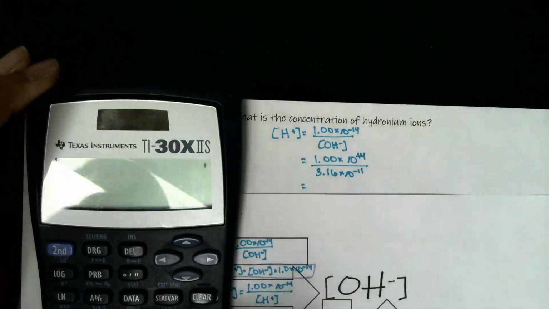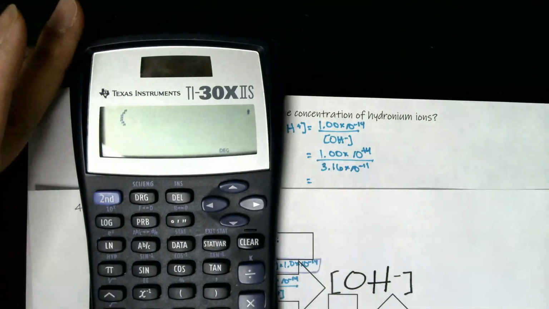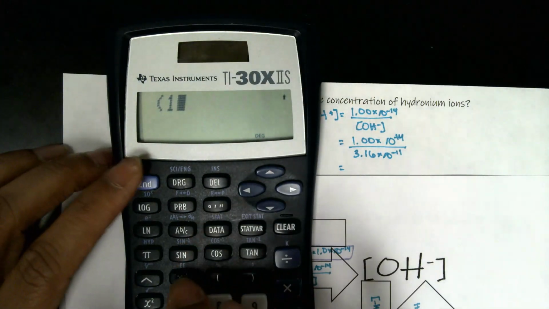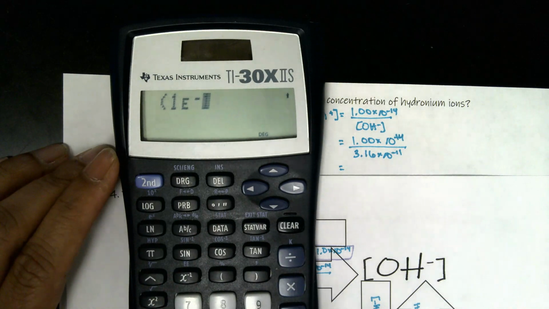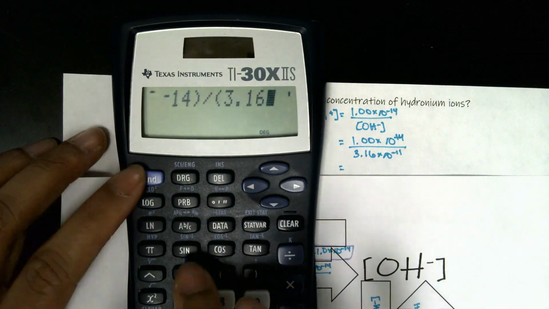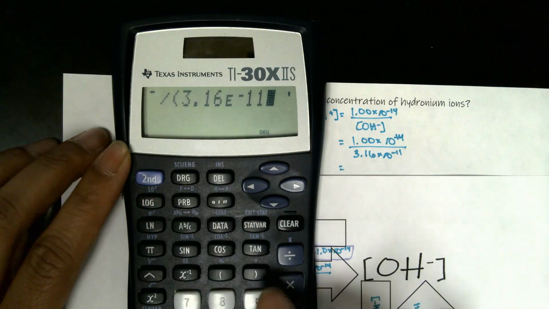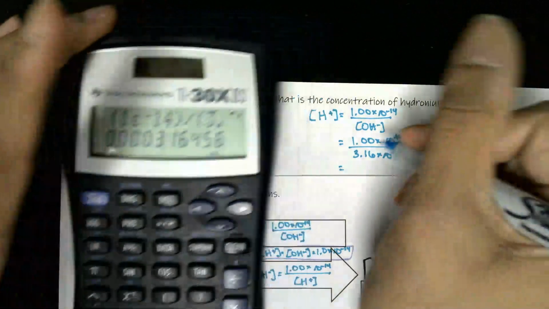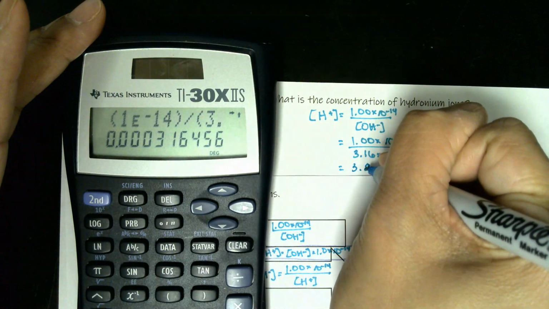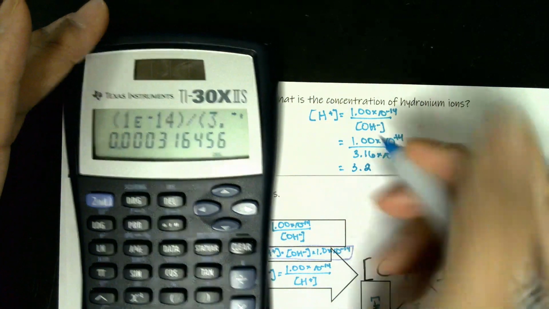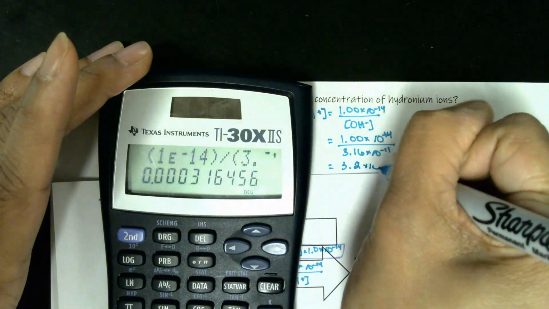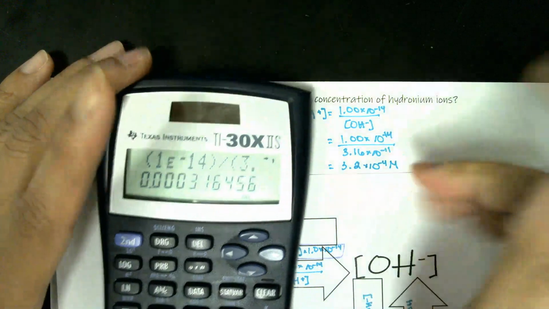So I'm going to put these in parentheses so that way I'm not going to get mixed up. So negative 14, close that parenthesis, divided by 3.16, negative 11, cool. So I end up with, let's see, 3.2, then 1, 2, 3, 4 times 10 to the negative 4 molarity.